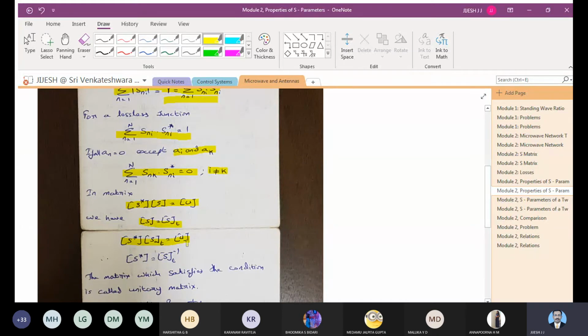A matrix which satisfies this condition, that is S conjugate is equal to the inverse of the transpose, we call a unitary matrix. Two equations are very important here: summation n equal to 1 to N of S_ni S_ni conjugate equal to 1, and summation n equal to 1 to N of S_nk S_ni conjugate equal to 0. When S conjugate equals S transpose inverse and this condition is satisfied, it is called a unitary matrix. You complete it.